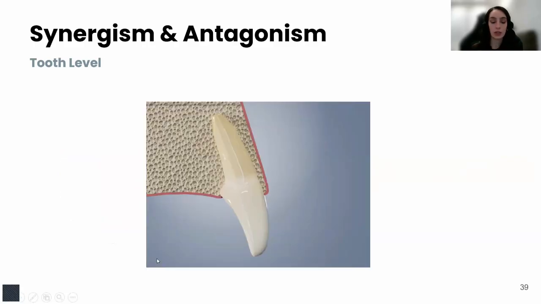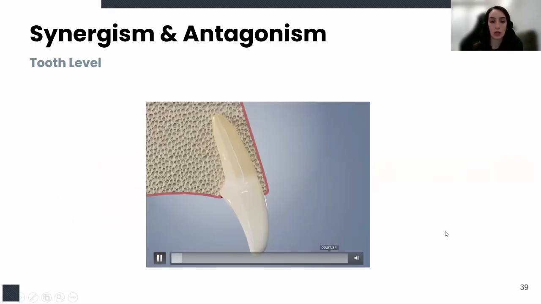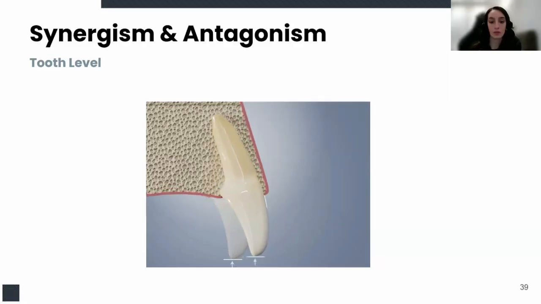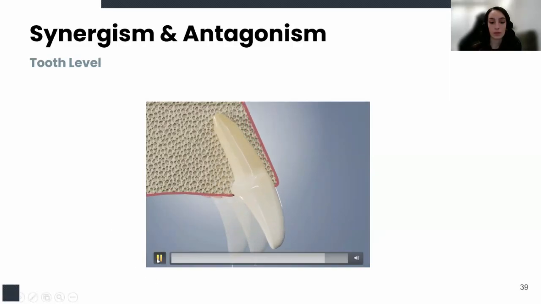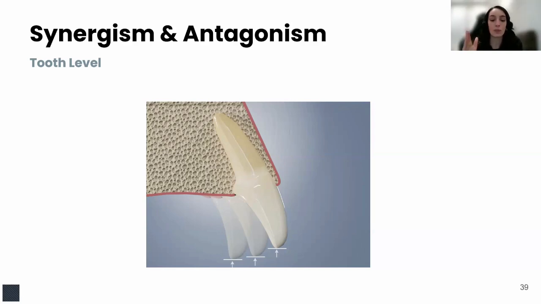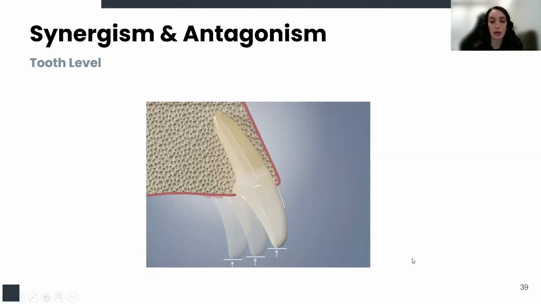This is just an animation that shows how it happens. So notice how when we proclined the tooth, it looked like the tooth got shorter, but we didn't do any kind of active intrusion or vertical movement on the tooth. It still has the same vertical dimension, but it appeared as if it got intruded simply because we proclined it. And the opposite is true for when we retract the tooth.